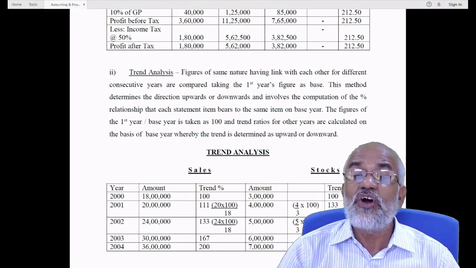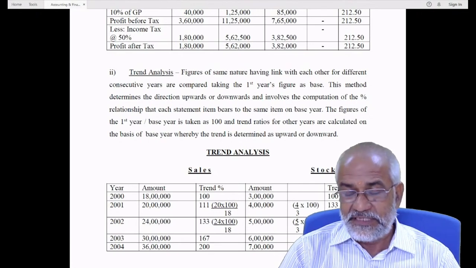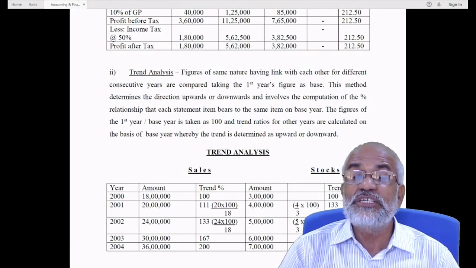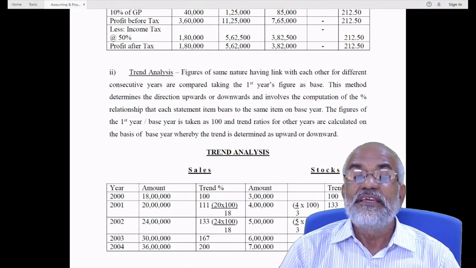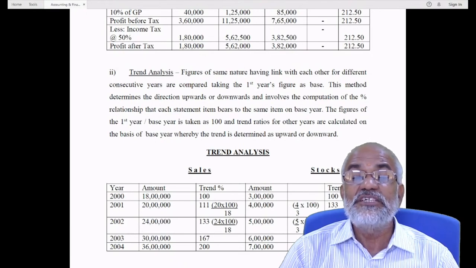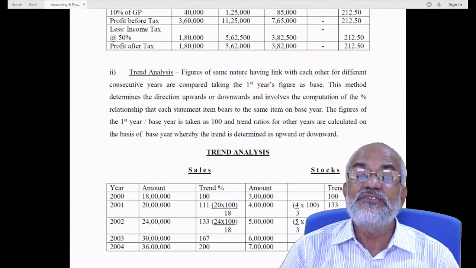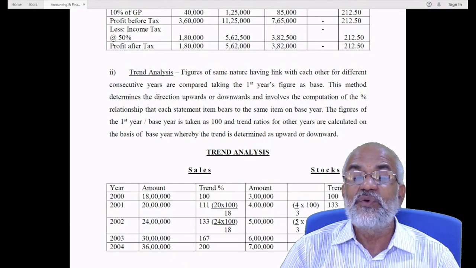Let us come to the stock and determine the trend in stocks, or in the closing stocks, from the year 1 to the year 5. In the first year, it was 3 lakhs. In the first year, meaning in the year 2000, it was 3 lakhs. In the year 2001, it was 4 lakhs. In the year 2002, it was 5 lakhs. In the year 2003, it was 6 lakhs. And in 2004, it was 7 lakhs.